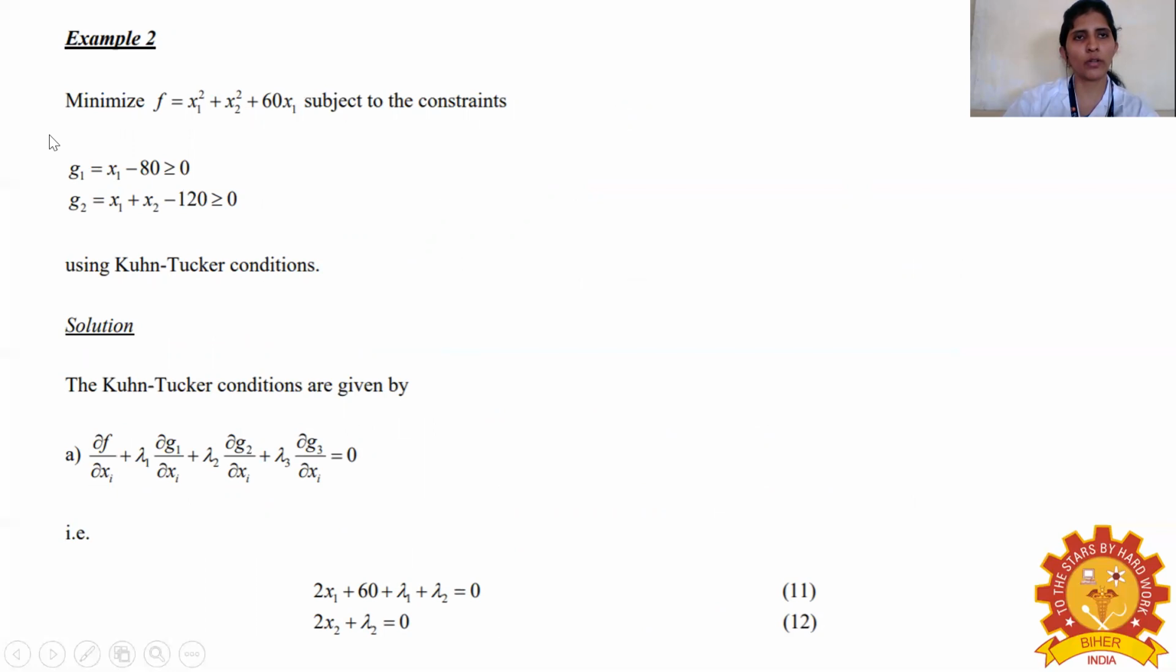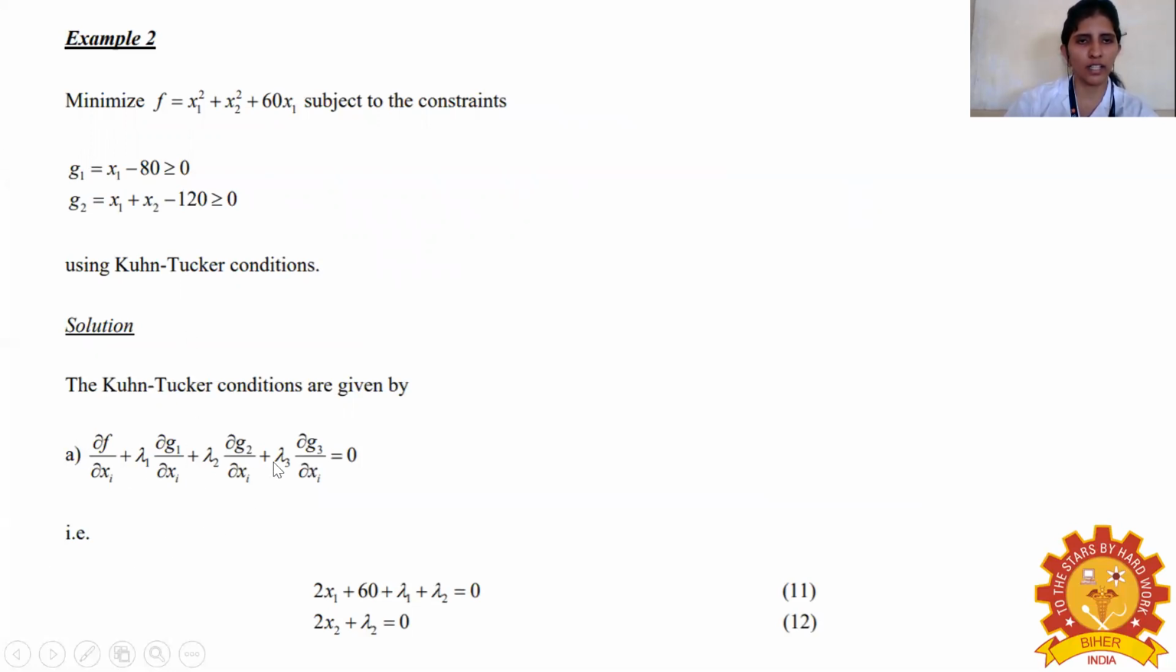So now we'll move on to example 2. So here we have to minimize f equal to x1 square plus x2 square plus 60x1, subject to the constraints g1 equal to x1 minus 80 greater than or equal to 0, and g2 equal to x1 plus x2 minus 120 greater than or equal to 0 using the Kuhn-Tucker conditions. So we follow the same method.